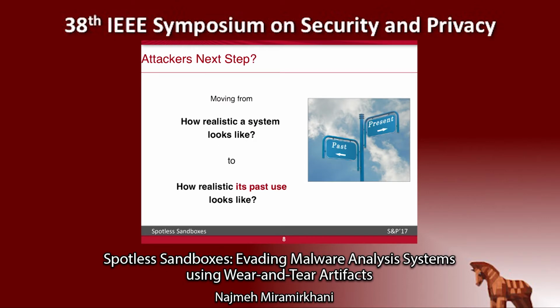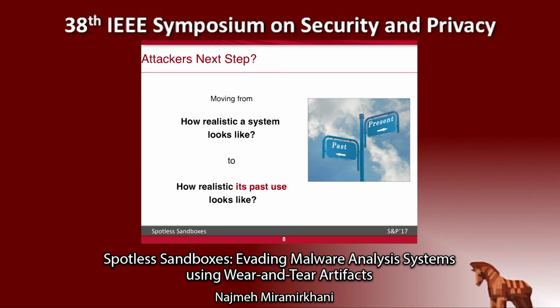Considering this arms race, one natural question is: what can an attacker do if all the traces have been removed from the analysis systems? What can be the next step for the attacker? Can we come up with a generic approach that can evade even bare metal systems? Current evasion techniques look into the current state of the system and check how realistic it looks. But if the sandbox has removed all the traces, there is no way to detect a sandbox. However, we noticed that there is one aspect of the system that differs, even if all these traces have been removed, and that is the past use of the system.